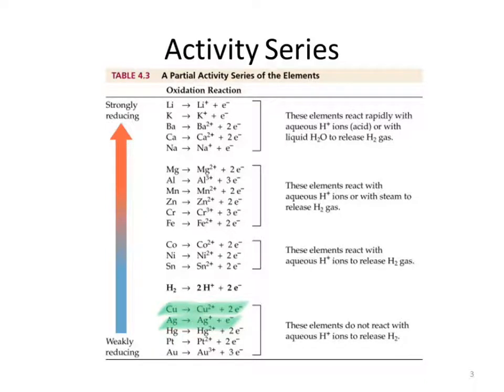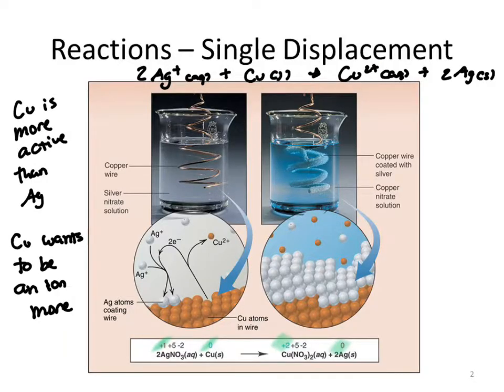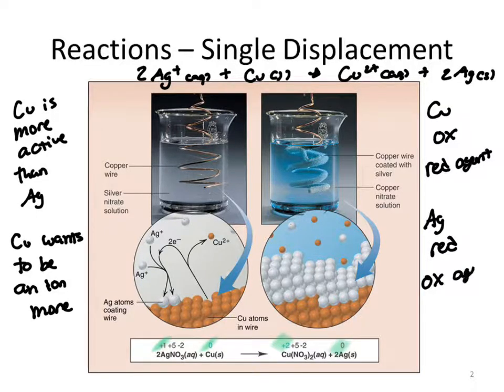So copper is what is known as a stronger reducing agent than silver. And so remember, in redox, oxidation is loss, reduction is gain. So silver gained electrons. So silver was reduced. Copper is what is known as the reducing agent because it facilitated the reduction of the silver. So in this case, copper was oxidized and was the reducing agent. Silver was reduced and it was the oxidizing agent.